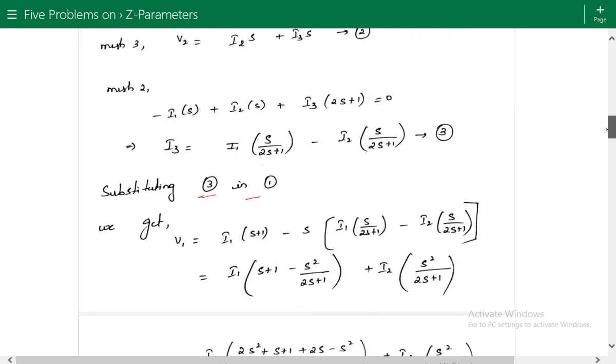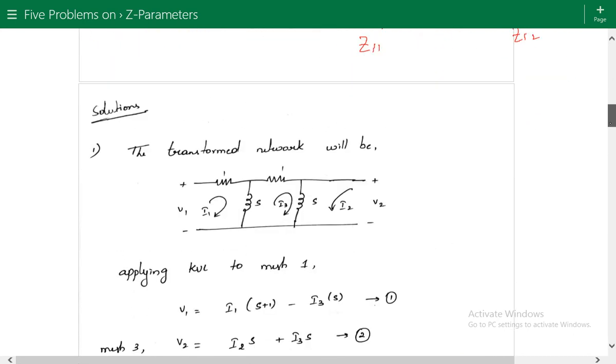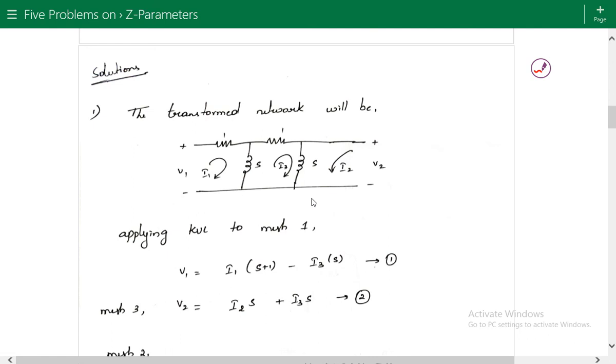Okay, now tell me, just by looking at the figure, tell me whether this network is a reciprocal network or not. Yes, this is a reciprocal network. How can I say this is a reciprocal network, just by looking at the figure? As the network consists of only reciprocal elements. Here the resistor is a reciprocal element, the inductor what I am using is a reciprocal element. So all the resistors and inductors I am using in the network are reciprocal elements. So I can say directly by looking at the figure that this is a reciprocal network.